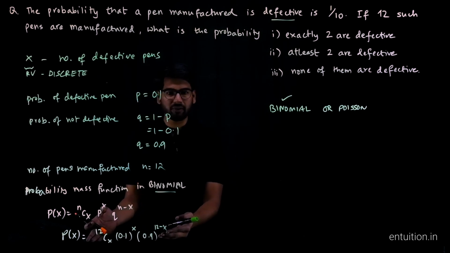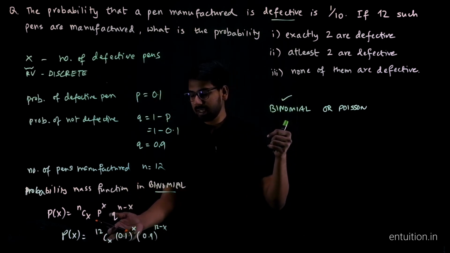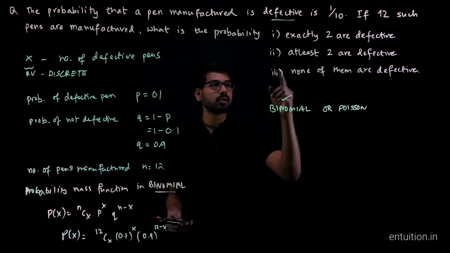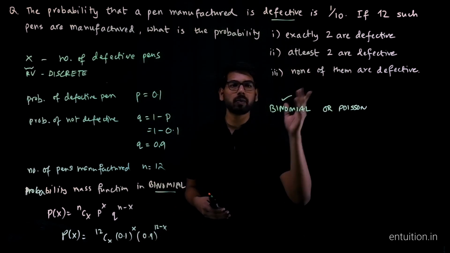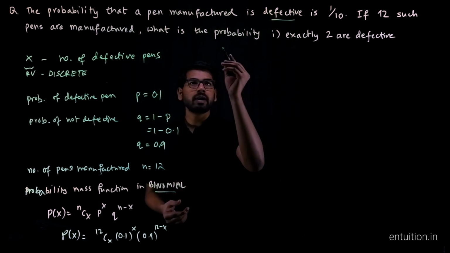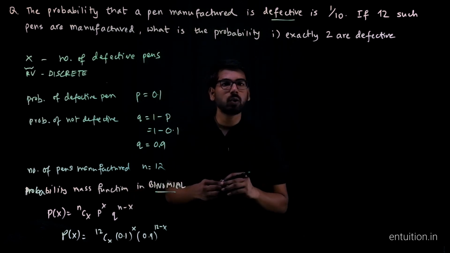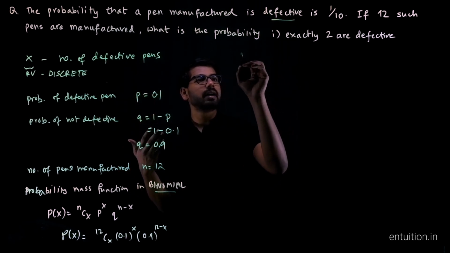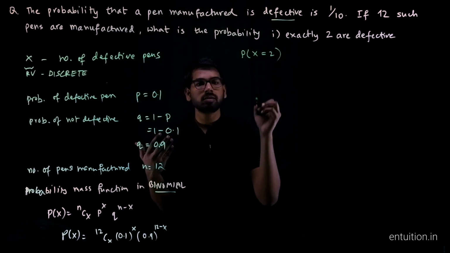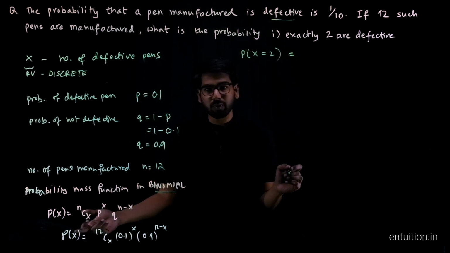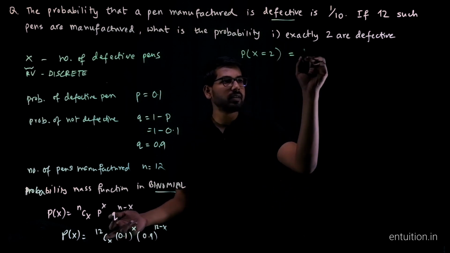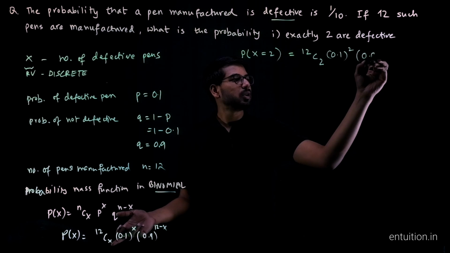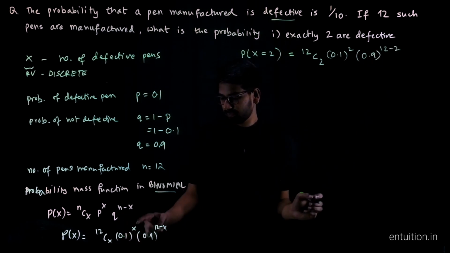So we need to use this probability function, get x from what is asked here, and find the probability. Let's use this to find the probability that exactly 2 pens are defective out of 12. x is the number of defective pens, and exactly 2 are defective means we need to find the probability that x equal to 2. So in this probability function we substitute x equal to 2. That is 12C2 into 0.1 power 2 into 0.9 power 12 minus 2.